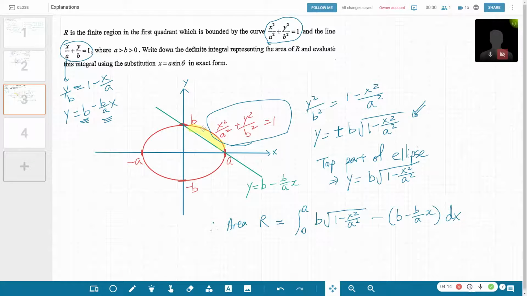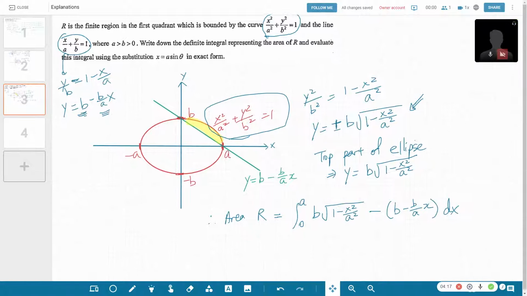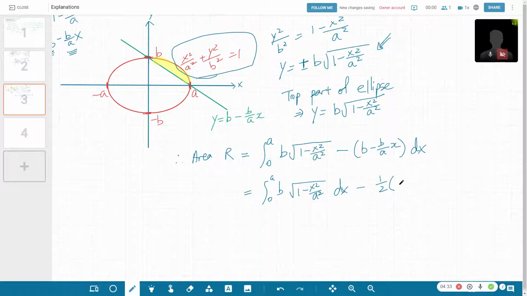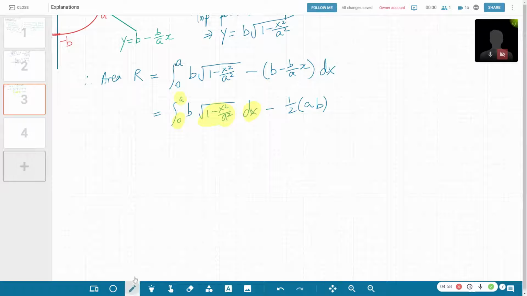Now for the next part, you need to evaluate the integral using the substitution x equals a sine theta. So we can let this continue: area equals the integral from 0 to a of b square root of 1 minus x square over a square dx, minus half base times height, half ab. Now we substitute x equals a sine theta. Remember, for substitution, we need to change four things: the x inside, the limits, and dx. Before we change it, we need to find what dx is.